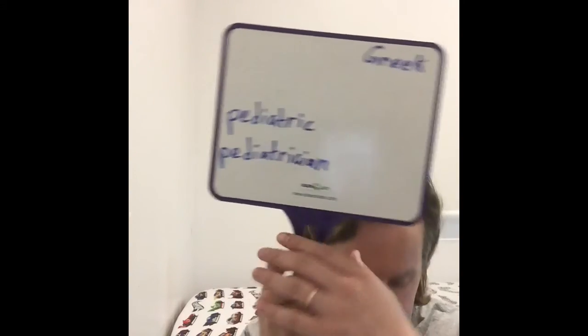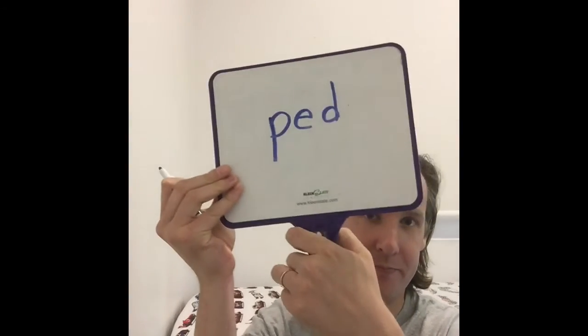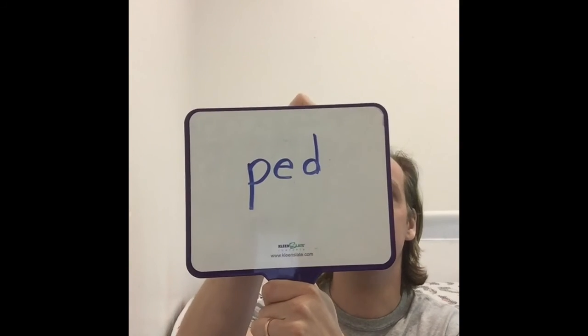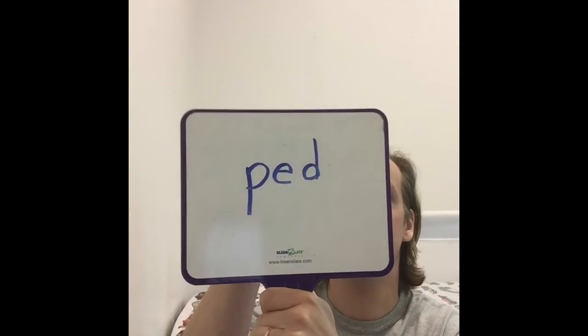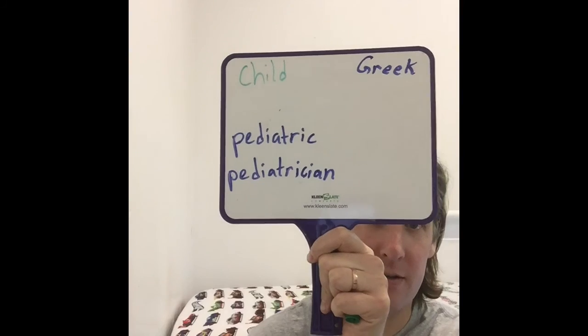So we know it's Greek, and now we know the meaning. The meaning of ped is always simply child. A child. Circle it.